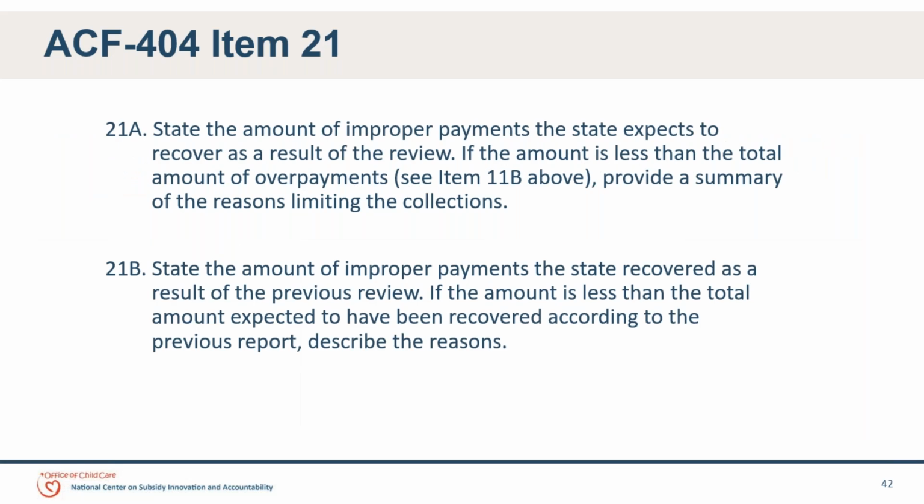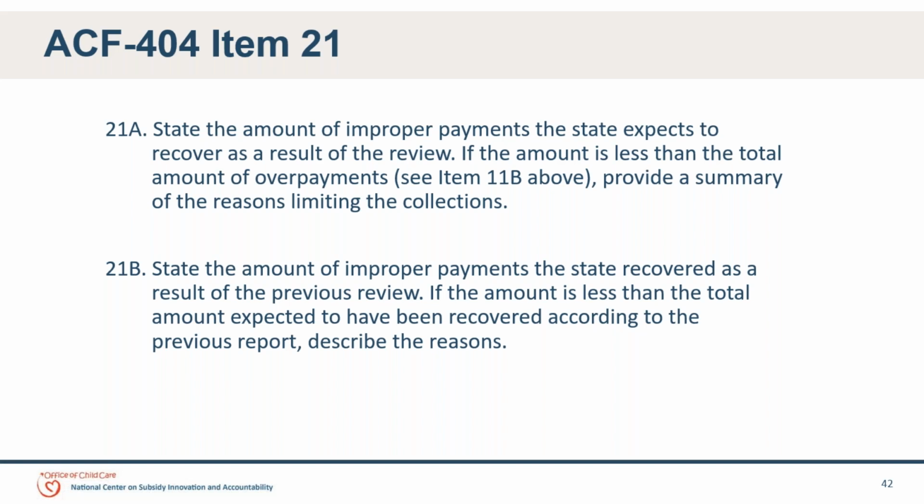For item 21, this one is broken down into A and B. For 21A, you're going to enter the amount of improper payments that are expected to be recovered. If that amount is less than the amount of overpayments entered, then you're going to describe the reasons that might limit the collection of those overpayments. In determining your estimates here, just consider the history of your state and the history of recovery efforts. There might be laws that limit the collection amount. So again, just take into consideration the history of your success or perhaps non-success in recovering overpayments.